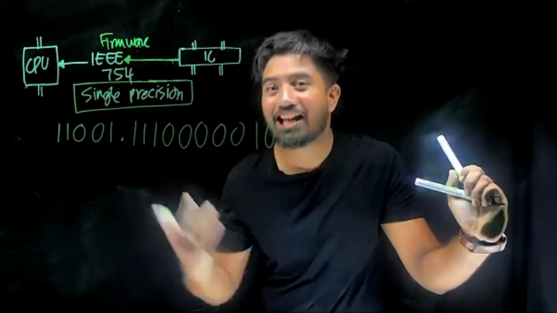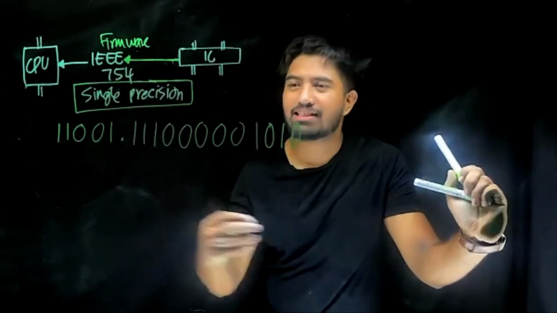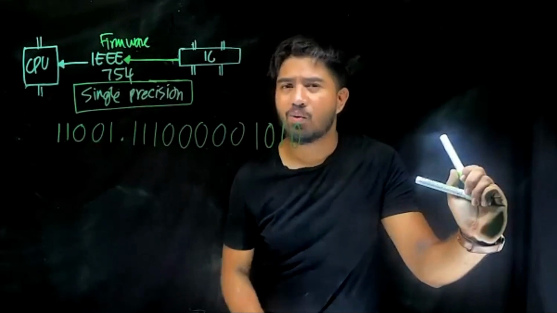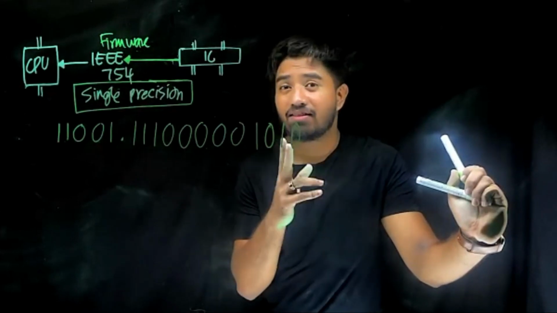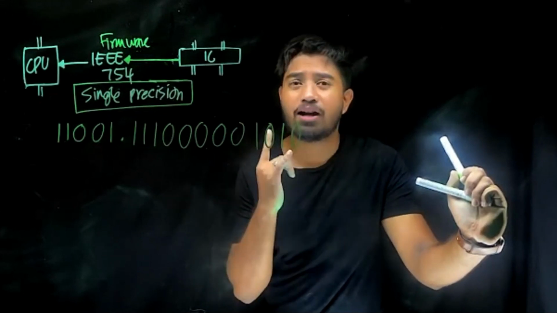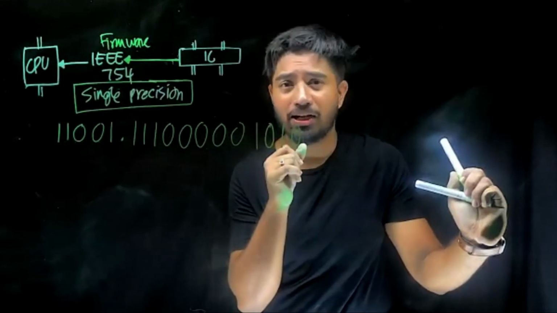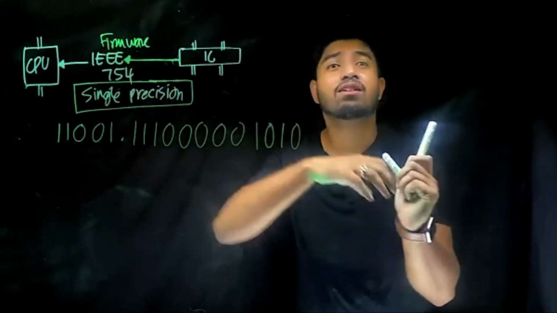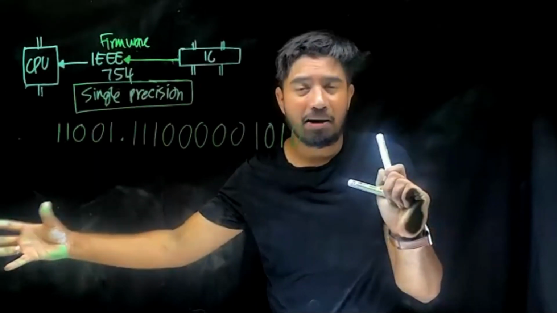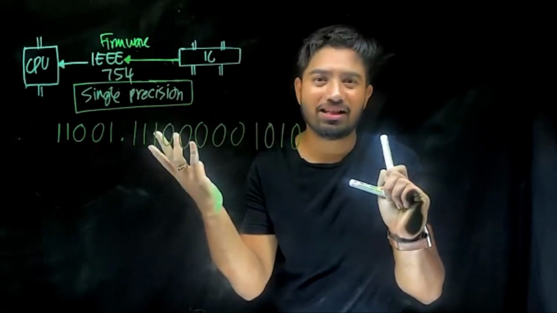We have eliminated the first step. Any number should be converted into binary. Done and dusted. What is the second step? Convert the binary number as 1 point something. Convert the integer part as 1 point anything. When you convert all the numbers into 1 point something, it's common, no? So you can eliminate that integer part.